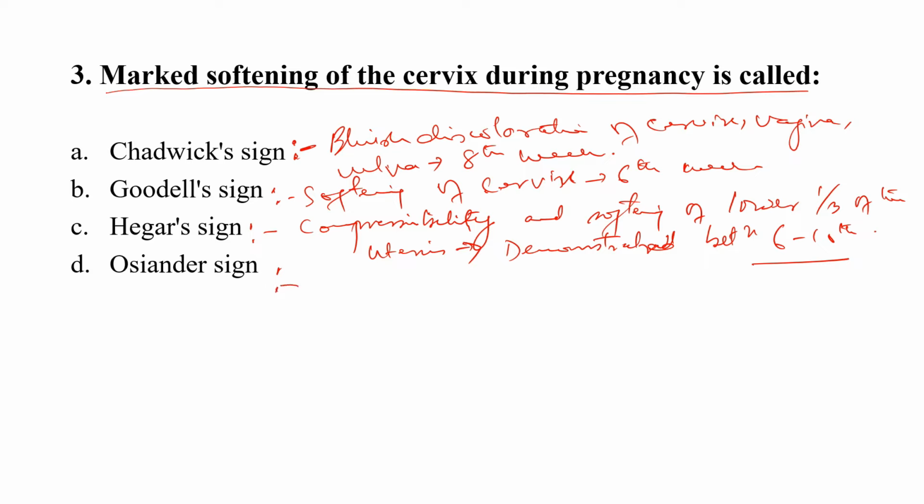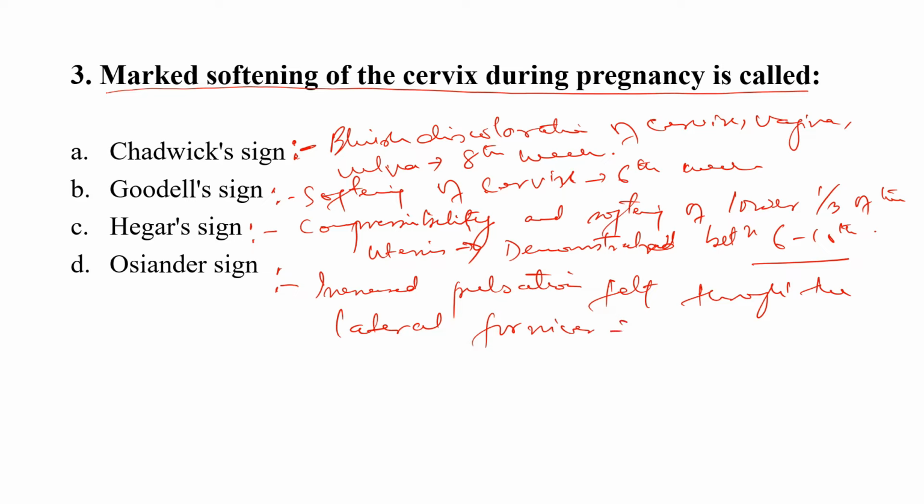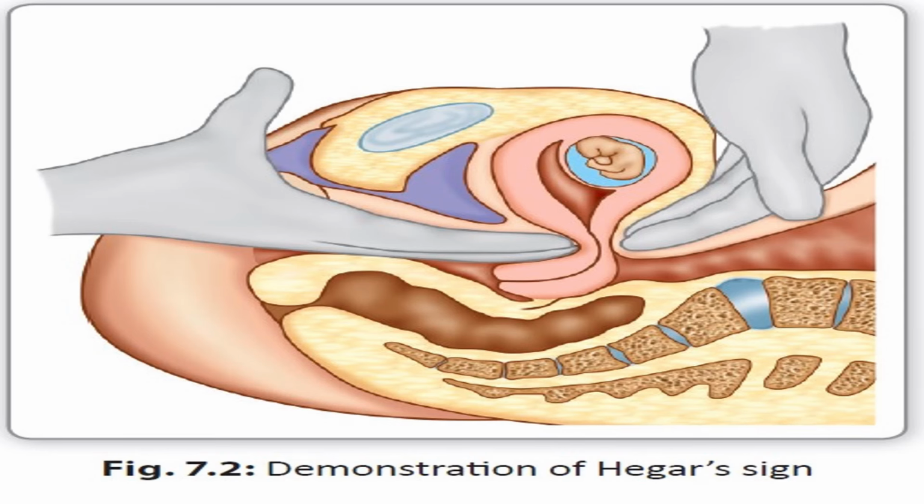What is Osiander sign? Osiander sign is the increased pulsation felt through the lateral fornices, and this happens at around 8 weeks of pregnancy. So the correct option here is option B, which is Goodell sign. And this is how Hegar sign is demonstrated. I will put up the process of demonstration in the description box.